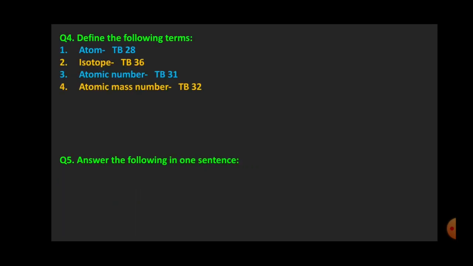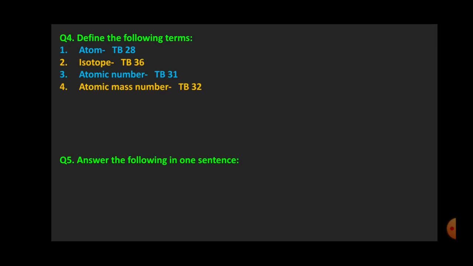The next one is the fourth question, and that is define the following terms. The very first one is atom, and this is given in your textbook, page number 28. So open page number 28 and the very first paragraph, second line. An atom is the smallest particle of an element which retains its chemical identity in all the physical and chemical changes.